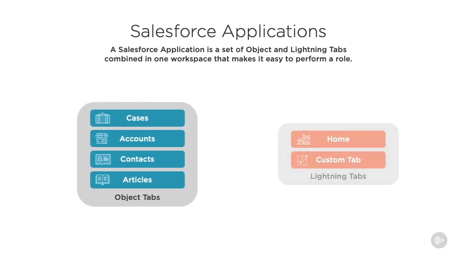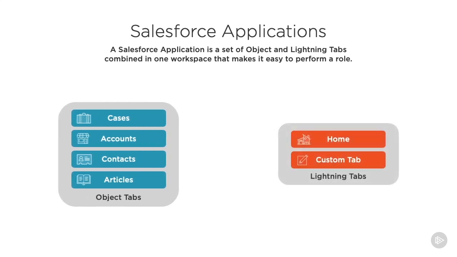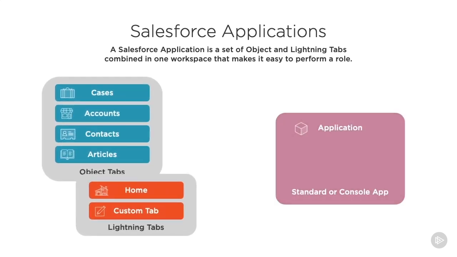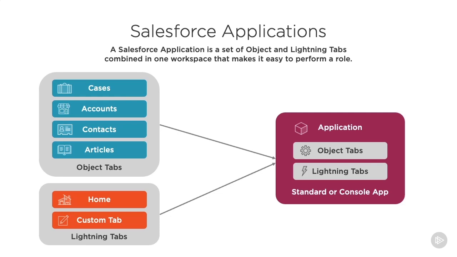We can also add lightning tabs to this application. Home being one you should be very familiar with. But you can also create completely custom tabs that will allow you to display anything you want on them, like graphs, lists of records, forms, etc., which can be configured using the Lightning App Builder. Those tabs are added to the application, which can be configured as a standard app or as a console app.